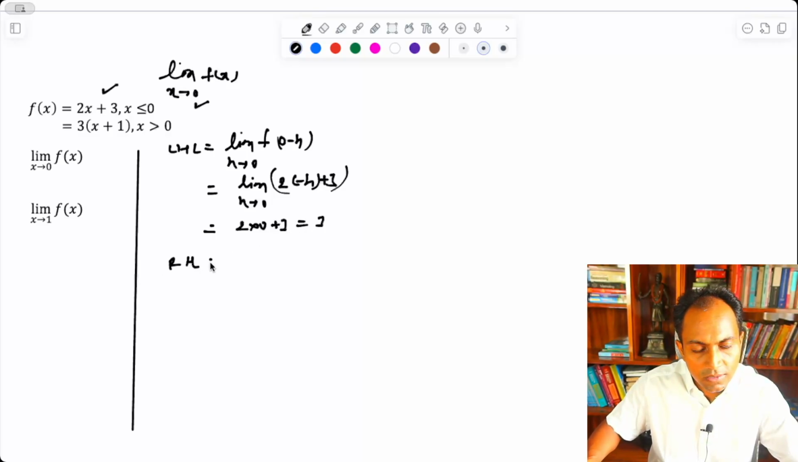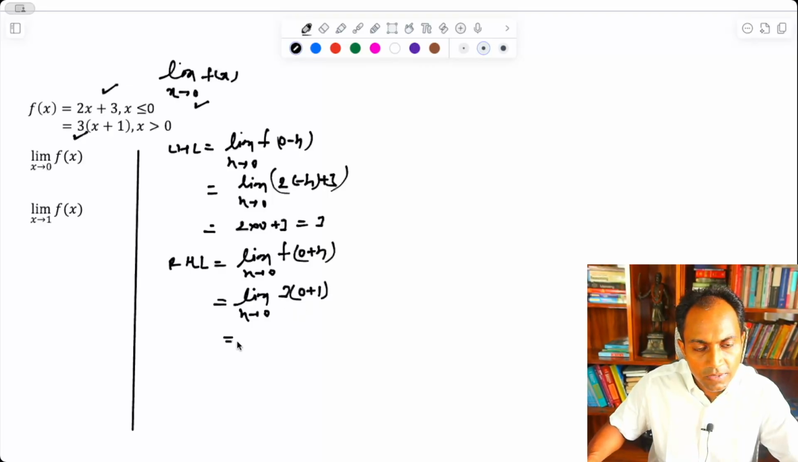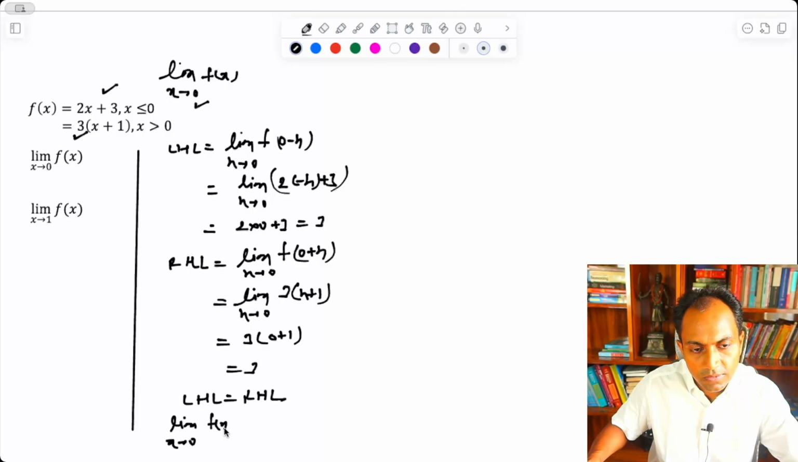Similarly, I can do RHL. This would be defined as limit h tends to 0, f of 0 plus h. Now, when you are considering greater than 0 values, you will have to consider the other part of the function. This becomes limit h tends to 0, 3 into h plus 1, not 0 plus 1, h plus 1. So, if you put the value of h as 0, it becomes 3 into 0 plus 1. Answer again comes out to be 3. You can see that LHL is equal to RHL in this case. So, the limit of this function as x tends to 0, f of x, can be written as 3.